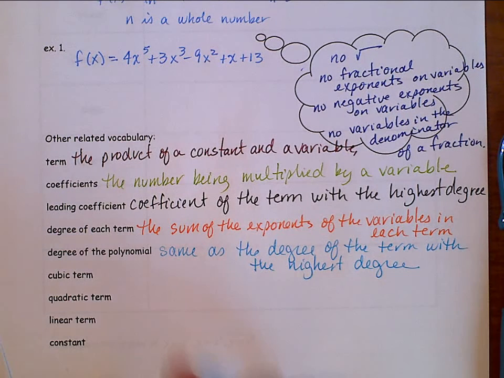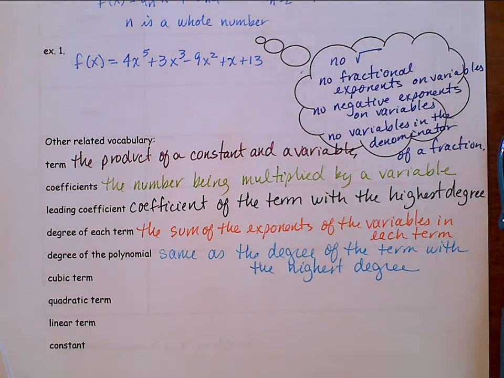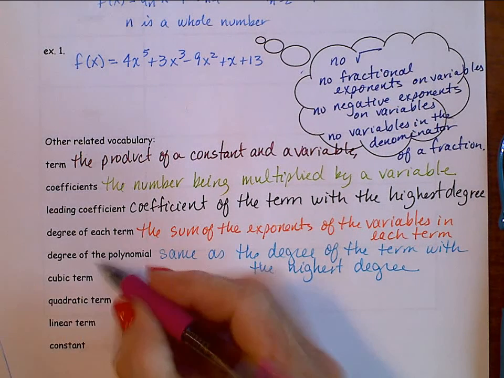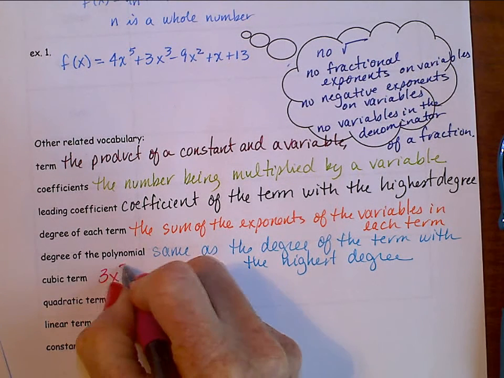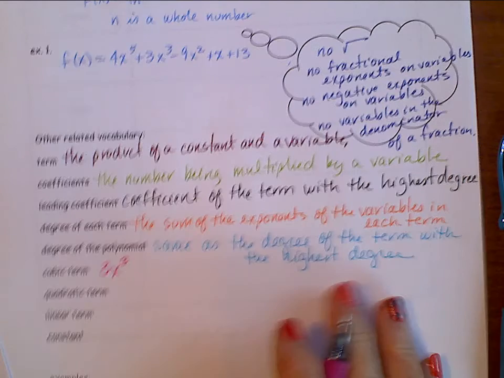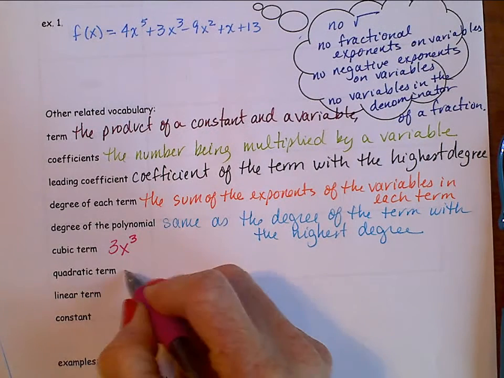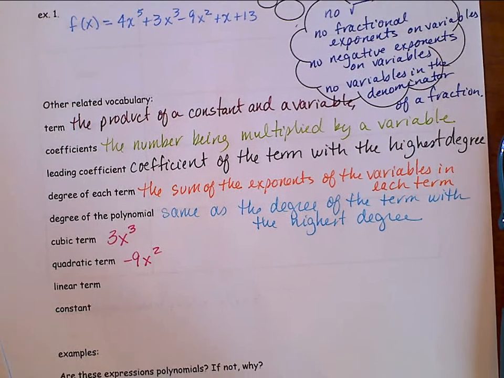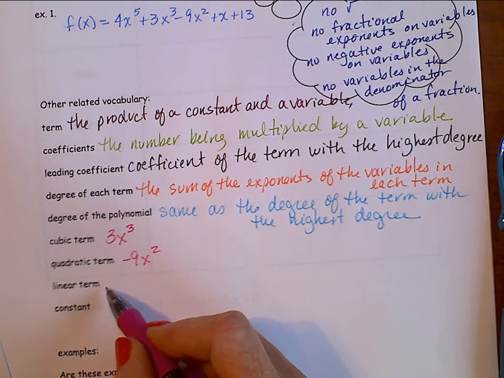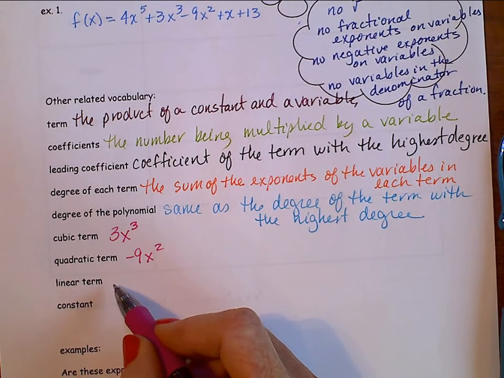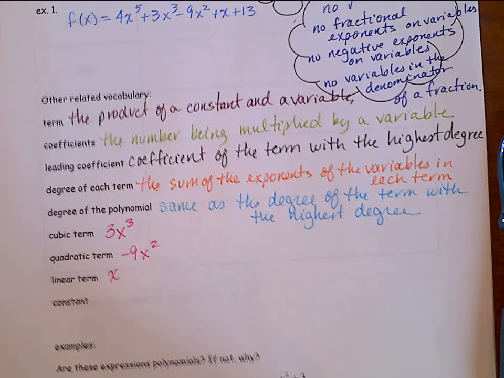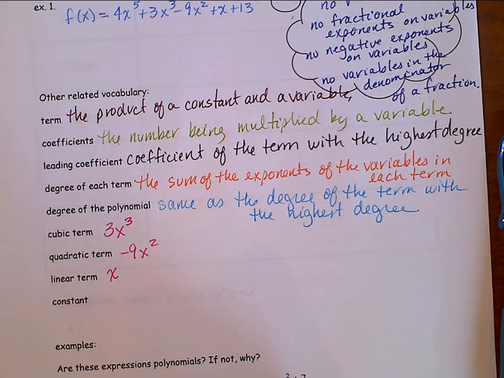The cubic term up here is 3x cubed. The quadratic term, negative 9x squared. The linear term, linear is degree 1, so that linear term is just x, and the constant up there, 13.